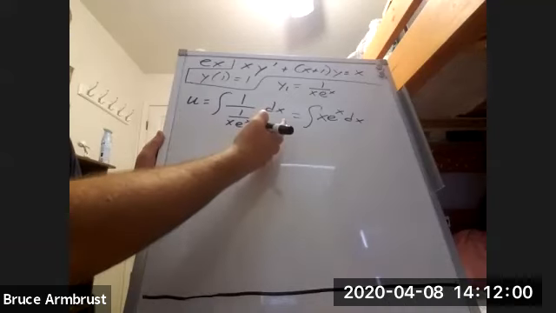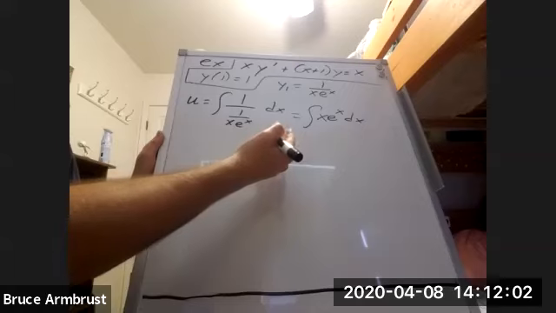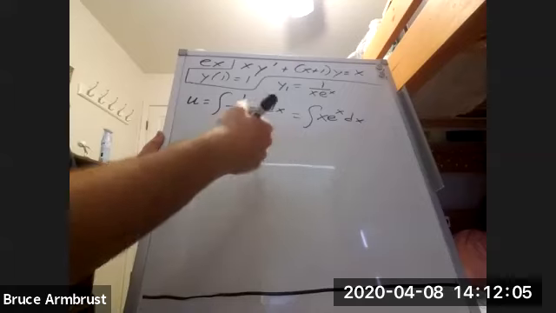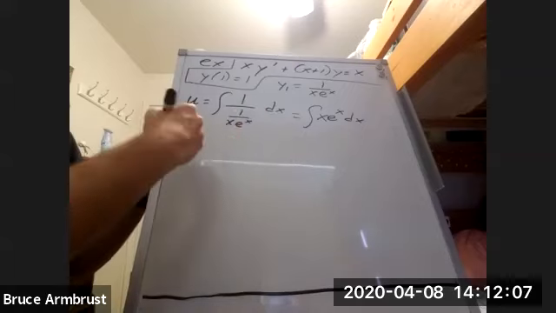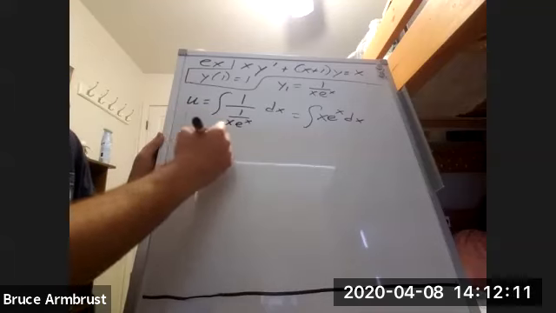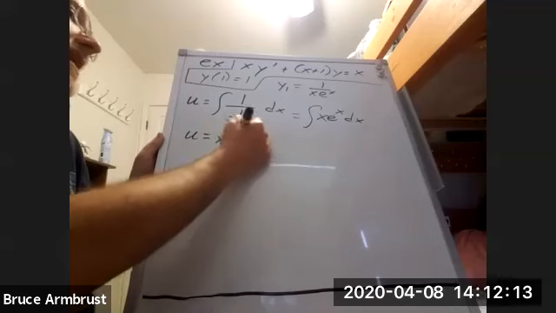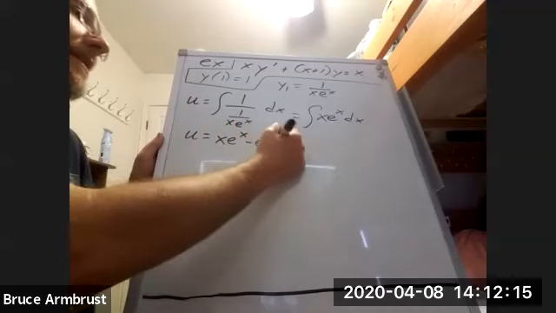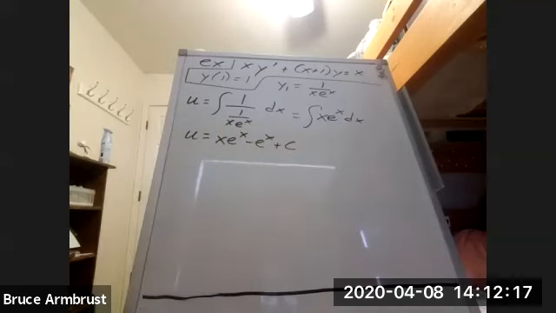So we integrate this. If you did integration by parts, you'd let u equal x, dv equal e to the x. But what the integral ends up being here, we calculate this, we get x e to the x minus e to the x plus c.